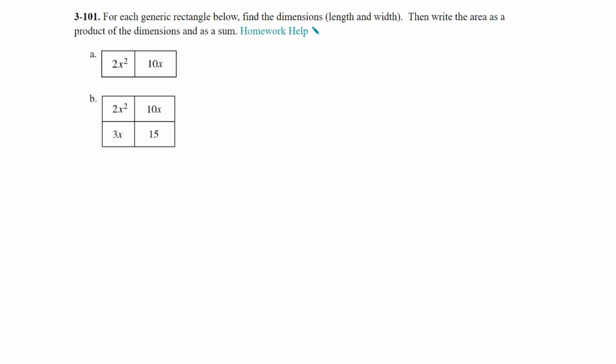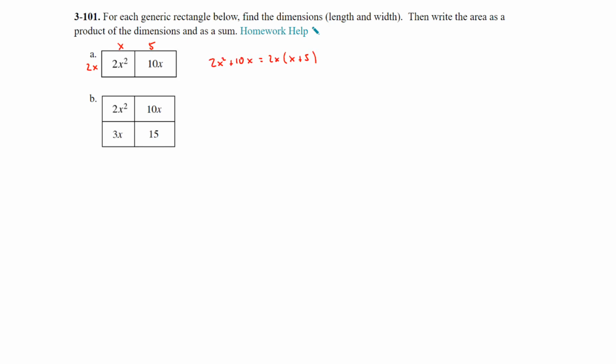Question 101, for each generic rectangle below, find the dimensions, then write the area as a product of the dimensions and as a sum. So 2x squared and 10x. We can have a 2x on that side. 2x times x gives us x squared, and then 2x times 5 is 10x. So that means 2x squared plus 10x is equal to 2x times the length x plus 5.